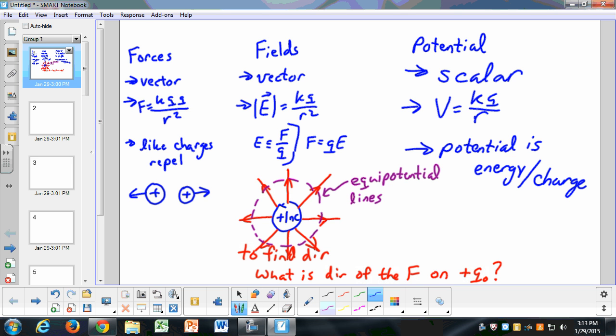By the way, this is going to be the same potential that we'll talk about with voltage, like for a power supply or the voltage that you have out of your outlet. It's the same idea. It's a measure of energy per unit charge. So potential is a scalar quantity. Potential's magnitude is equal to kq over r, and it's just a measure of our energy per charge. Okay, let's do a quick fields problem.